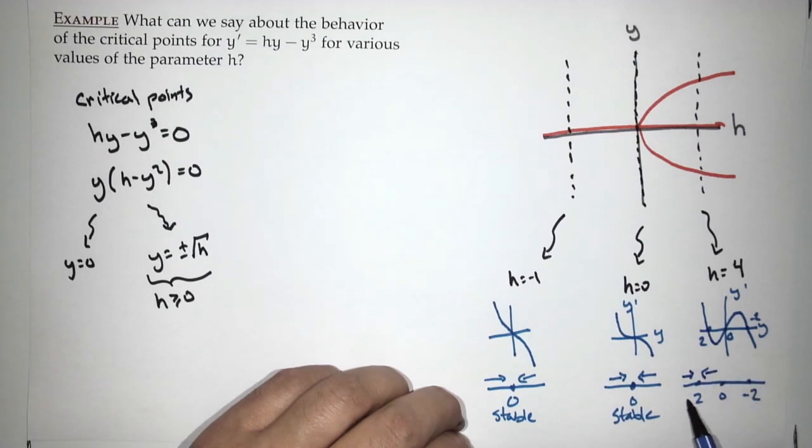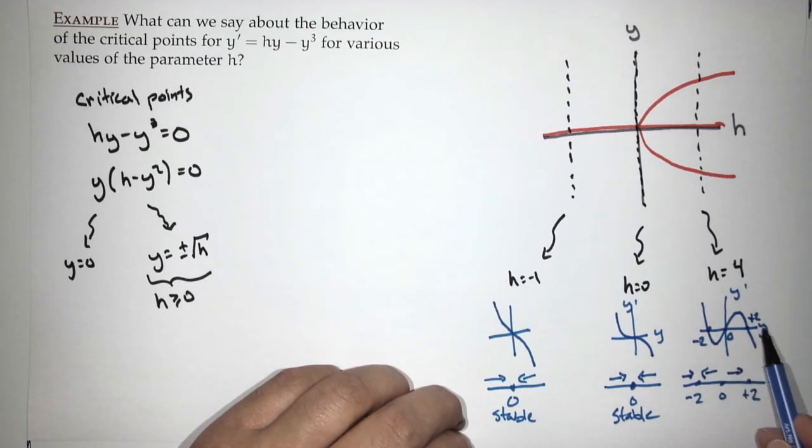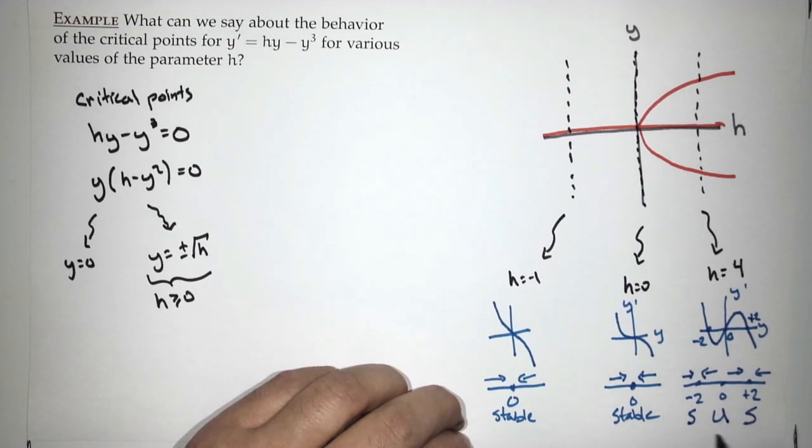Between 0, whoops, how did negative 2 become positive 2? That's strange. I lost my orientation. More Beyonce for me. All right, between 0 and positive 2, we are positive, which means we're going up. Above positive 2, we're negative, which means we're going down. So negative 2 is stable. 0 is unstable. 2 is stable. So I guess this is very sus. I guess that's a word people use.